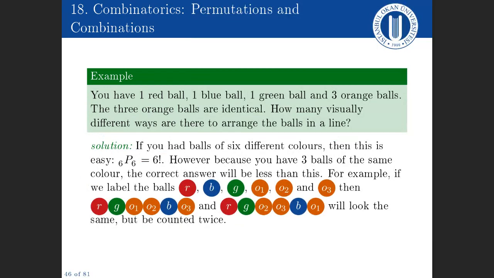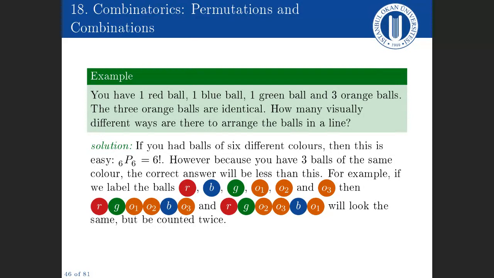Next example. You have one red ball, one blue ball, one green ball, and 3 orange balls. The 3 orange balls are identical. How many visually different ways are there to arrange the balls in a line?